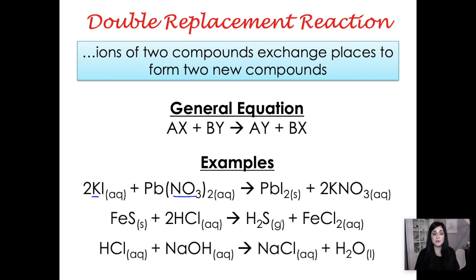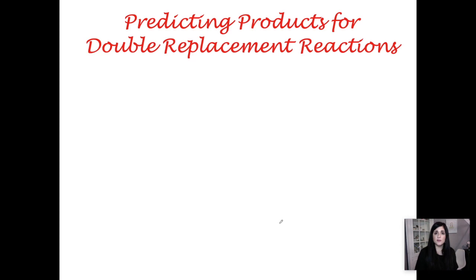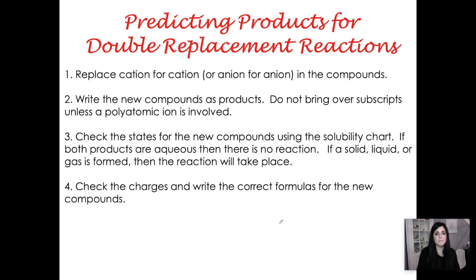And then the last one I have is hydrochloric acid and sodium hydroxide, the same exact thing. We're switching cation for cation or anion for anion to produce each of those two final products. And there's, of course, some steps on how to predict the products for these. And if we look here, we do have to check the solubility chart. So rule 3 does say to check that. Well, what the heck does that mean?